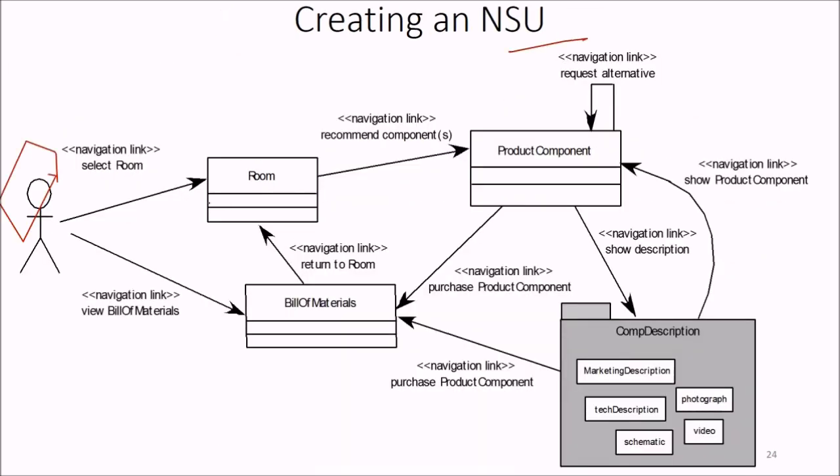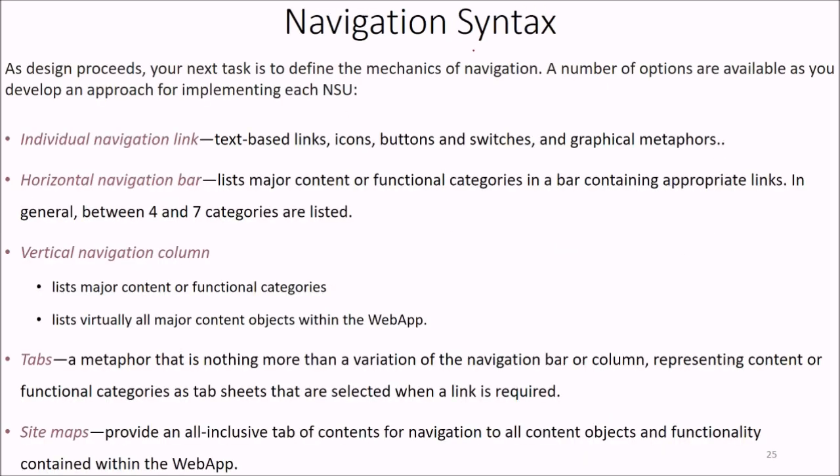Here is an actor. He has certain navigation links, selecting a room, then he may navigate to recommended components, the navigation for alternatives, and to show the description, to purchase, and then of course to get the bill. So these are all the ways the creation of NSUs can be done. And the navigation syntax: as we proceed with the design, our next task is to define the mechanics of navigation. That is, a number of options are available to us to develop or implement this NSU.